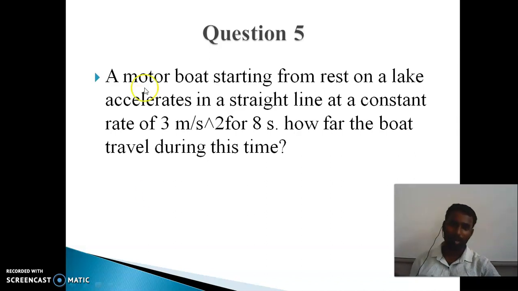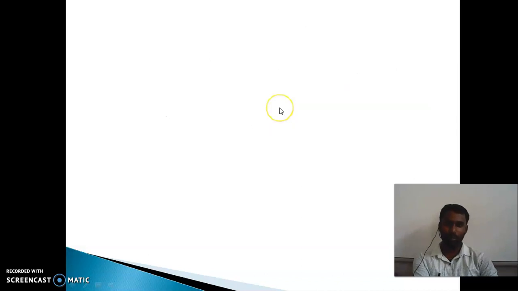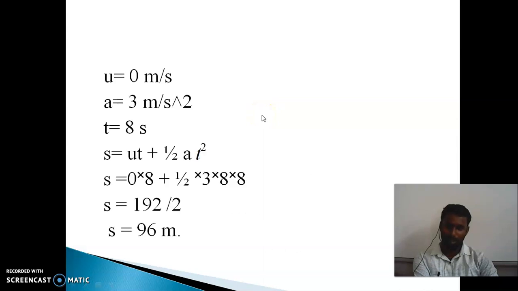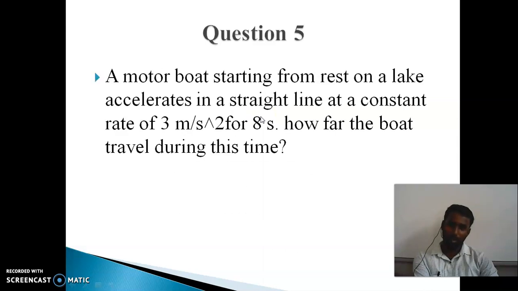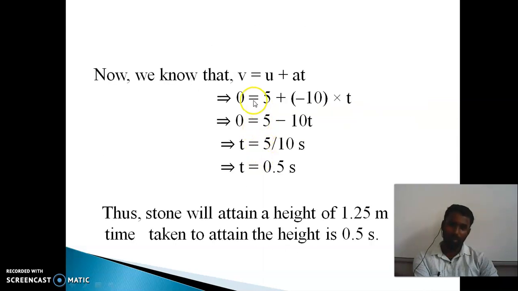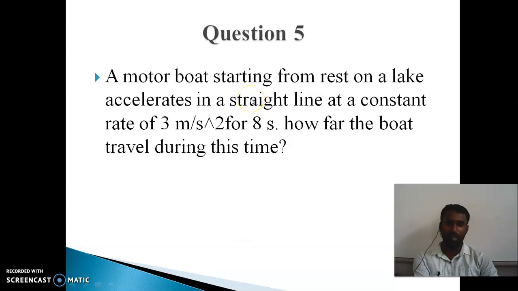Okay, so whenever you are going to solve a problem where the boat starts from rest, starting from rest is the keyword, so that means initial velocity should be 0 meter per second. Always remember this one. Okay, so for the next one, in the previous problem we saw time taken, how to find it? v equal to u plus at, that formula you have to use.